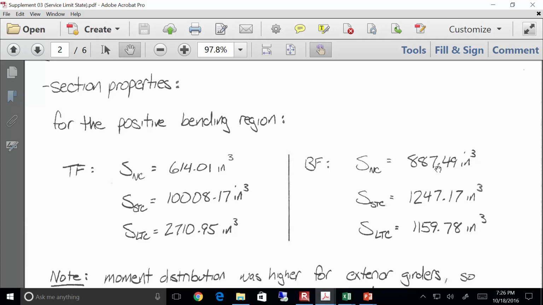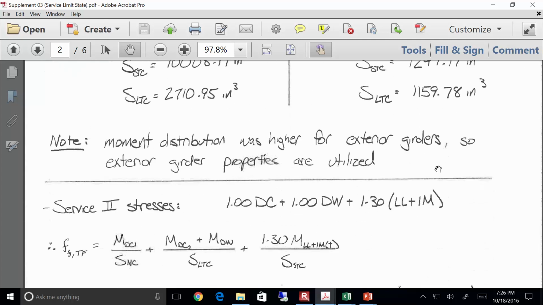Well, if you understand where I got the moments and understand where I got the section moduli, it's just M over S. So your Service II stresses, here's my load combination: 1 times DC plus 1 times DW plus 1.3 times live load, plug and chug.